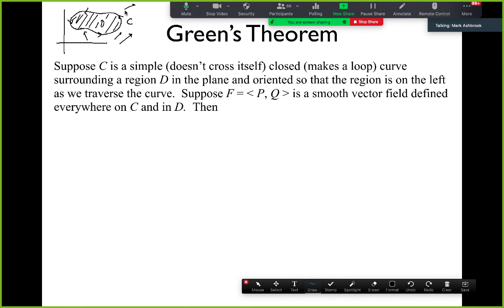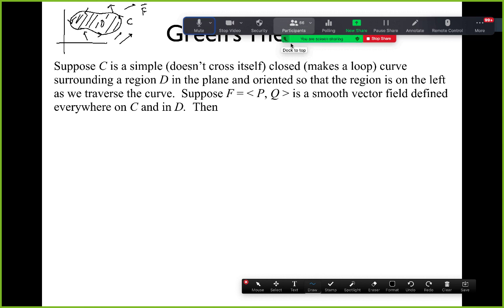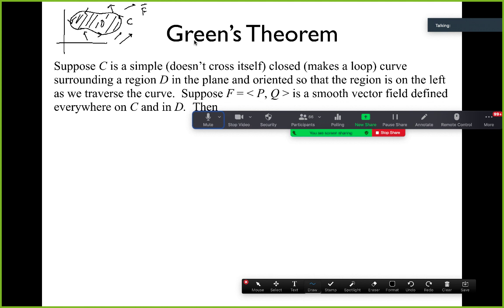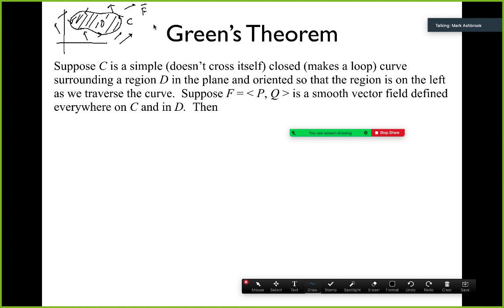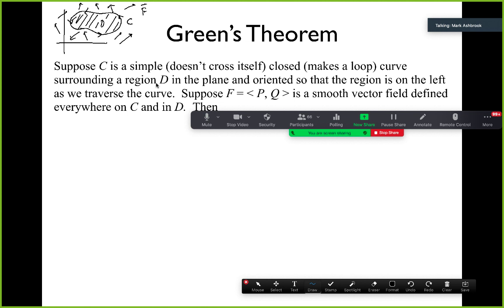We'll call that vector field P, Q. That's a smooth, continuous field defined everywhere, so there are no holes in it. There's nothing tricky about this vector field. It's a smooth, continuous vector field everywhere.